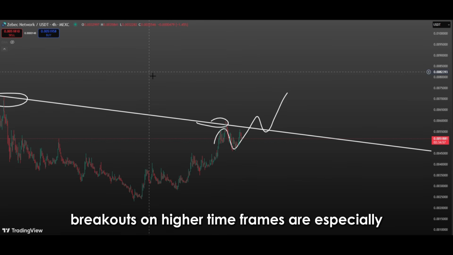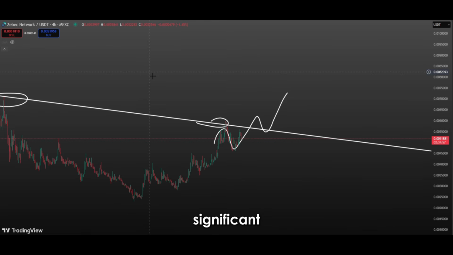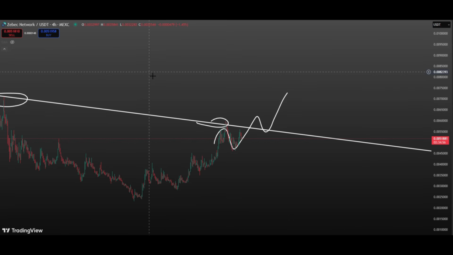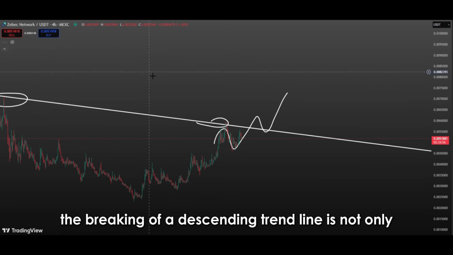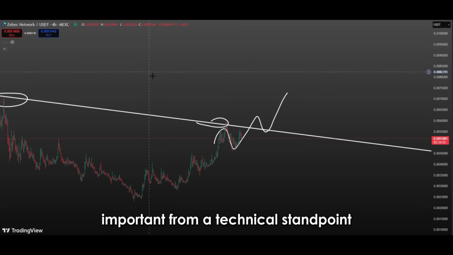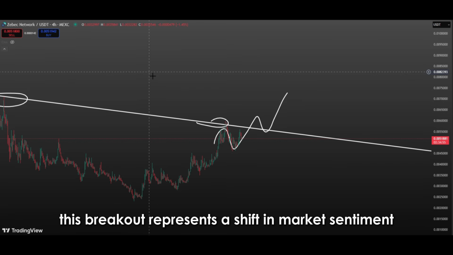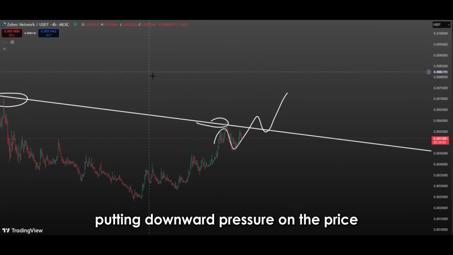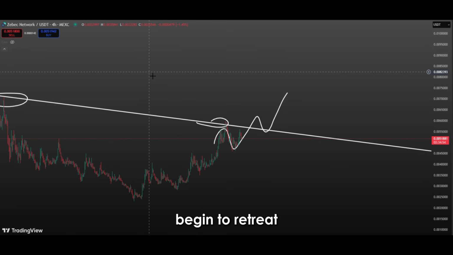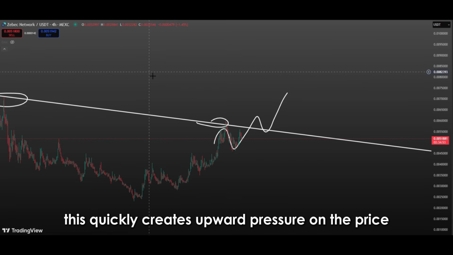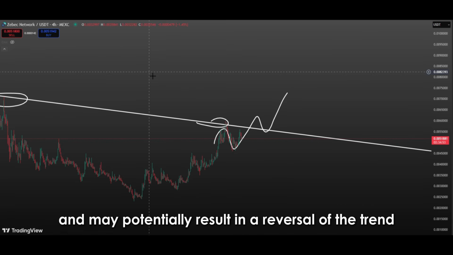Trendline breakouts on higher time frames are especially significant, as they can signal more stable and longer-term upward trends. The breaking of a descending trend line is not only important from a technical standpoint, but also from a psychological perspective. This breakout represents a shift in market sentiment. Sellers who were previously putting downward pressure on the price begin to retreat, while buyers gain confidence and enter the market. This quickly creates upward pressure on the price and may potentially result in a reversal of the trend.